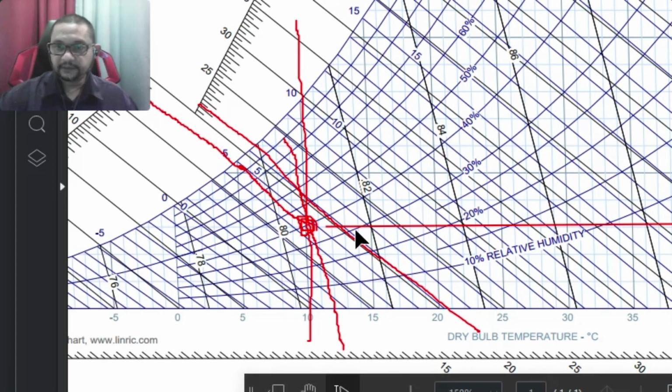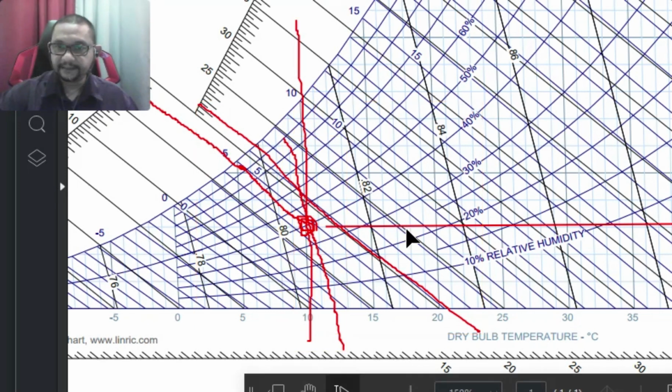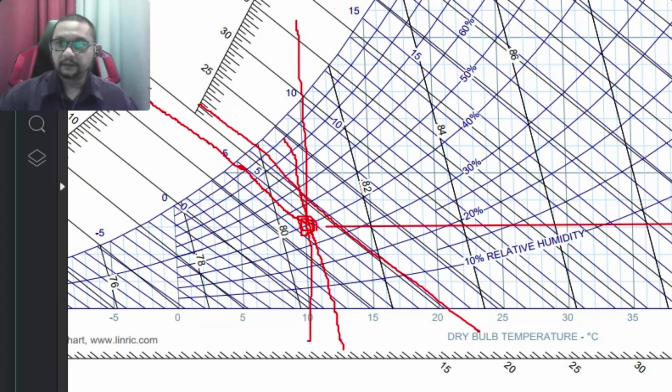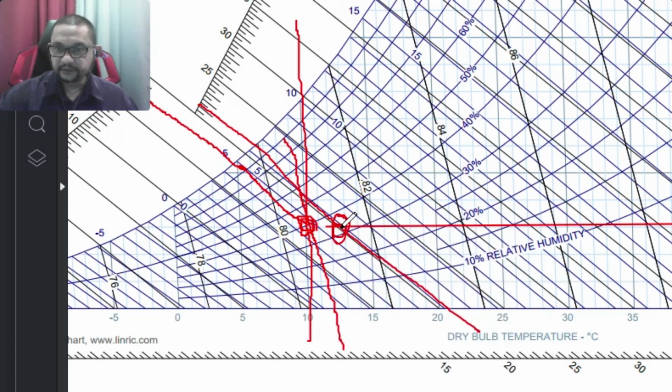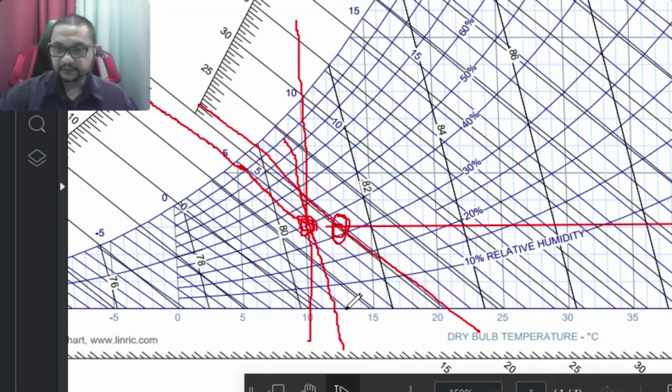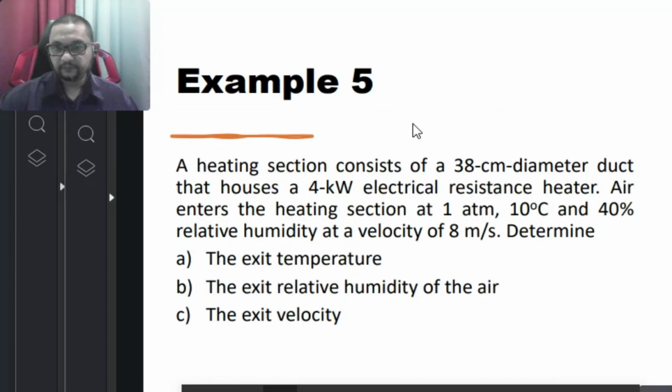Okay, omega is here. So the intersection between H and omega is here. Then the exit temperature is about 13.5 degrees Celsius. That is T2. Okay. For B, the exit relative humidity and the exit velocity.